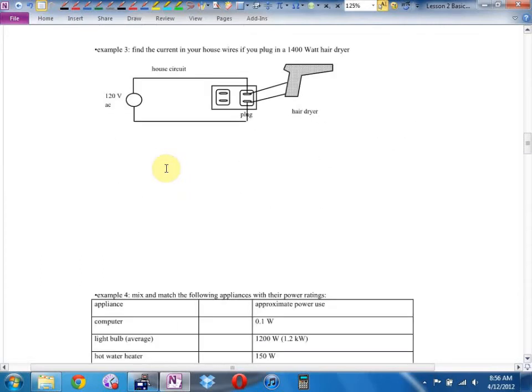So, example three. Turn the page. Find the current in your house wires if you plug in a 1400 watt hair dryer. Well, they've told me that the voltage is 120. They've told me that the power is 1400. And they want me to find the current. I'm actually listing all my data for the first time in a while. Okay, what equation am I going to use? I'm going to use Joule's law.